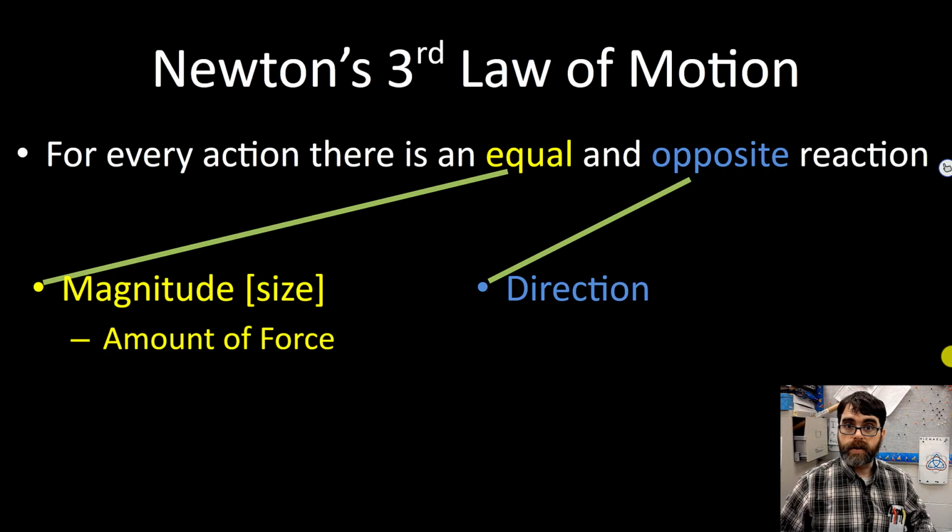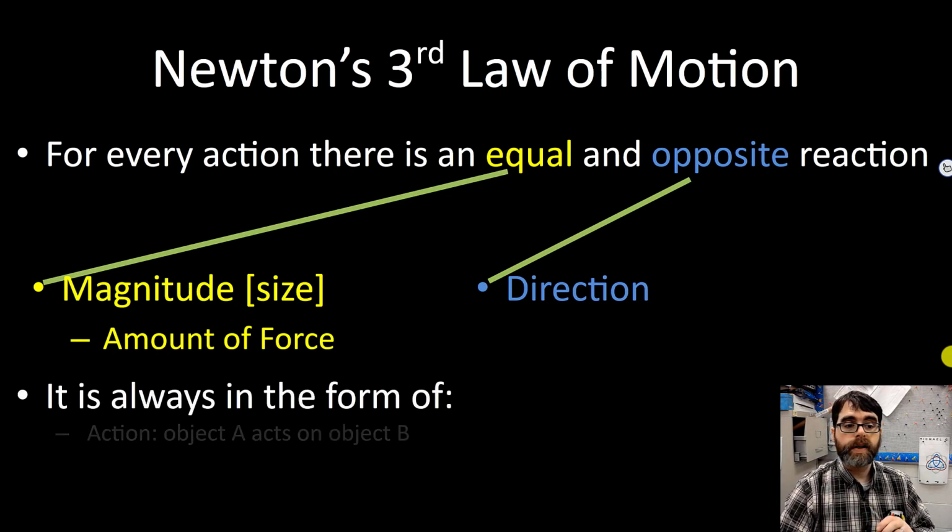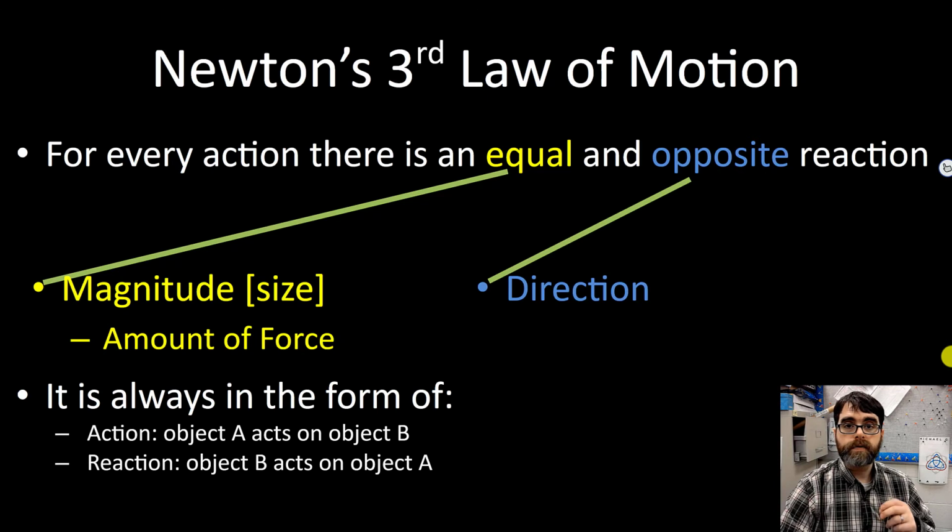The chair then, on the other hand, has to be pushing up an equal amount, my weight, and again, we've already said direction here, up, for me to stay at rest, for me to maintain my current state of motion. And so, equal in size, opposite in direction. And something I want to emphasize there, it's always in the form of object A, say me, acting on object B, the chair, and the reaction is object B, the chair, acting on object A, me. And so it's always one acting on the other.